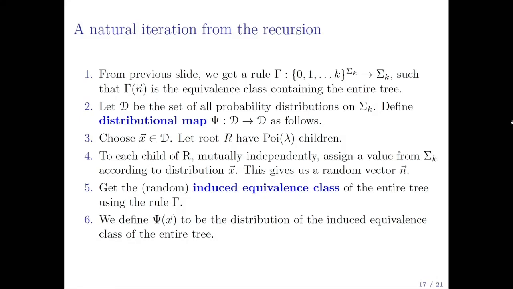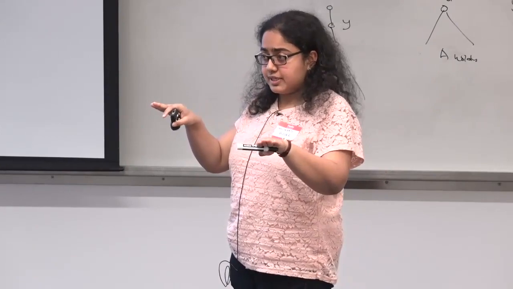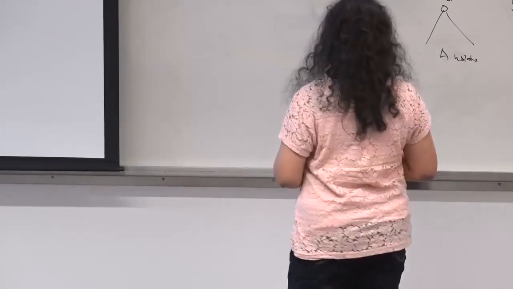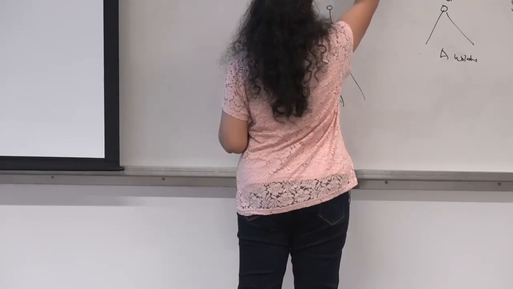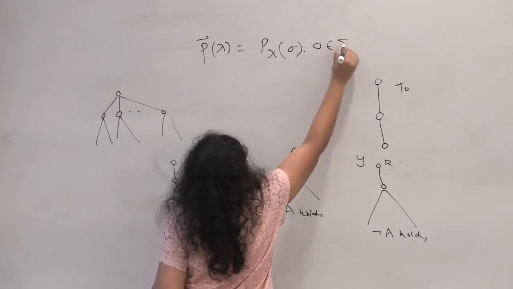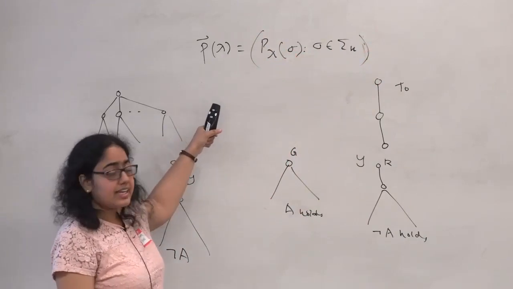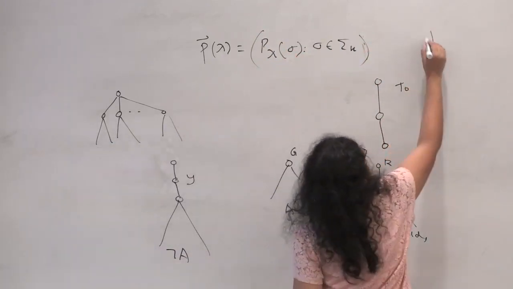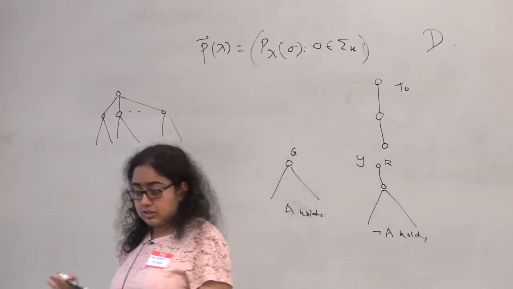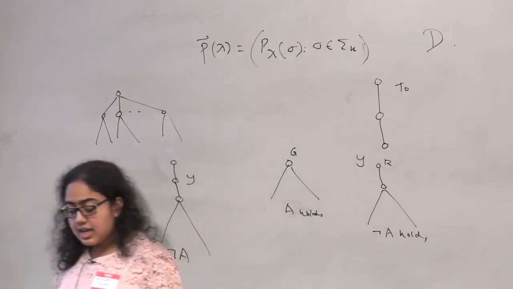So here's the idea. Instead of going through the text, let me explain. What we do is we consider D to be the set of all probability distributions on sigma sub k. What we want to find is this particular probability vector, p lambda of sigma for sigma in sigma sub k. This is what we aim to find, but we look at D, the set of all probability distributions on sigma sub k, and we will try to get this as a fixed point of something, as we shall see.